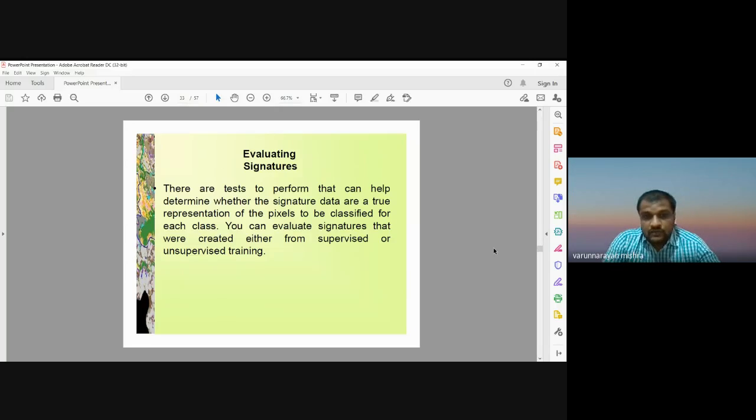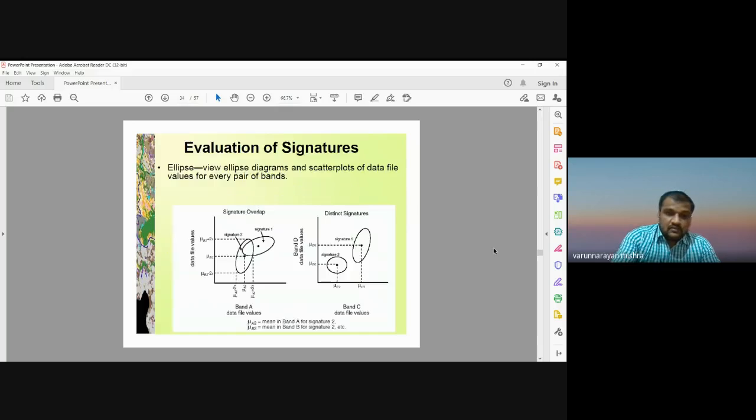So how to evaluate the training samples or training signatures? Whatever training samples and signatures you have created, you have to evaluate the quality of those signatures. There are different tests that are used to evaluate the quality of the training samples. You can evaluate the signatures that were created from either supervised or unsupervised training. For that, one way of evaluating signatures is the ellipse: view the ellipse diagram and scatter plots of the data file values for each pair of bands. Using the ellipse diagram, we can evaluate the quality of the signatures prior to the classification of that image.